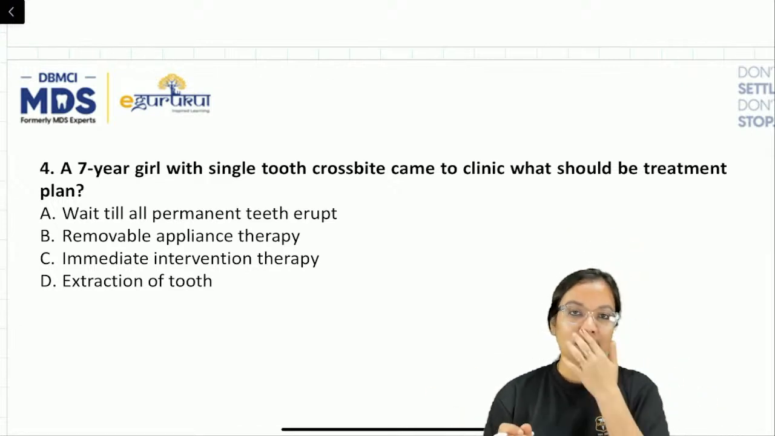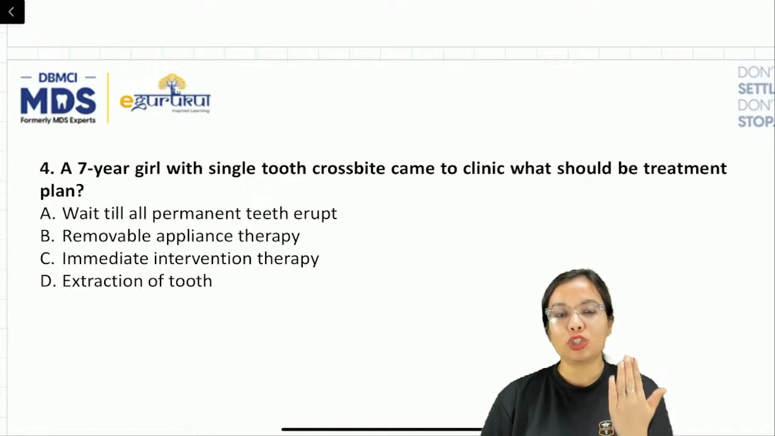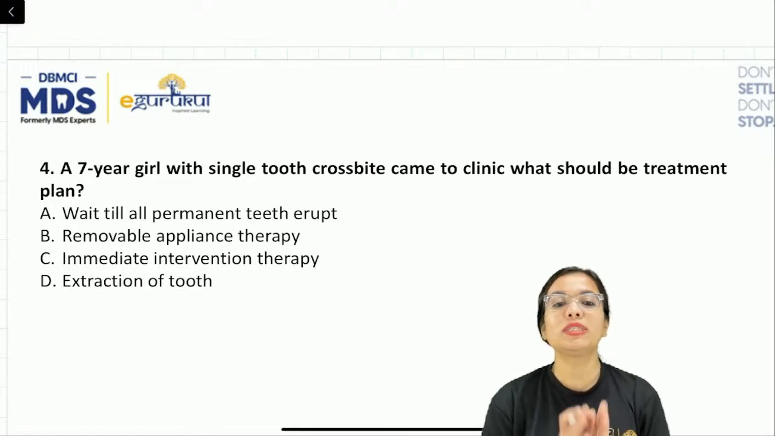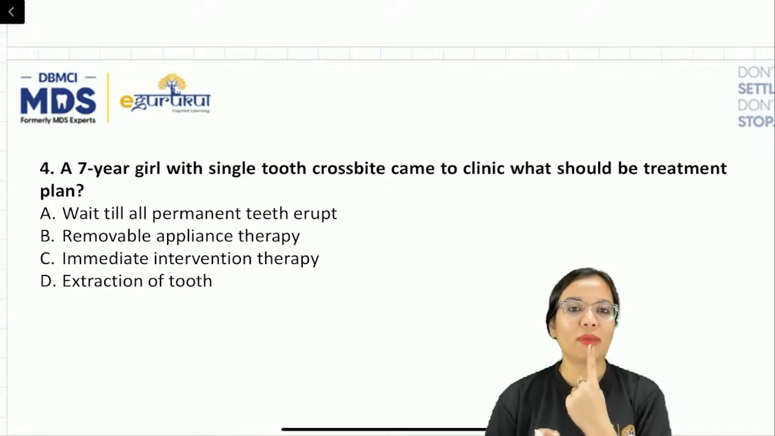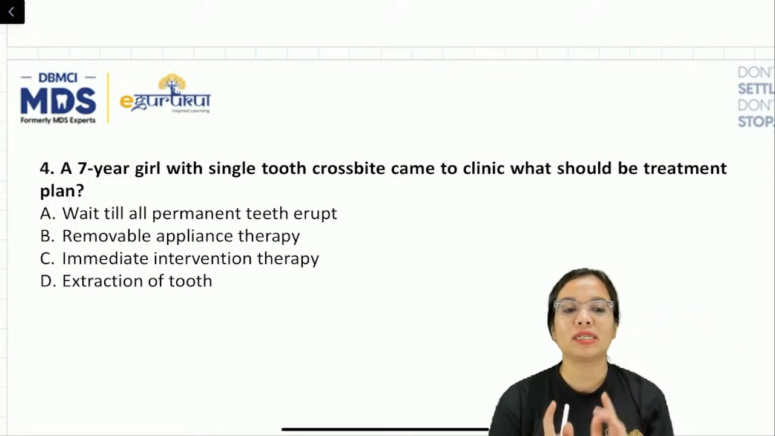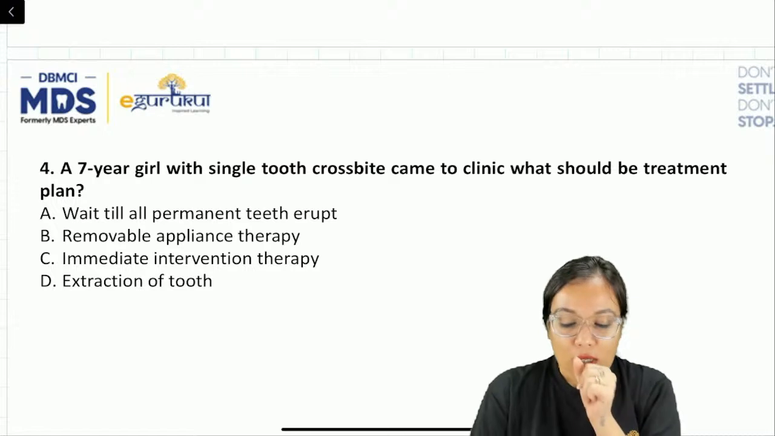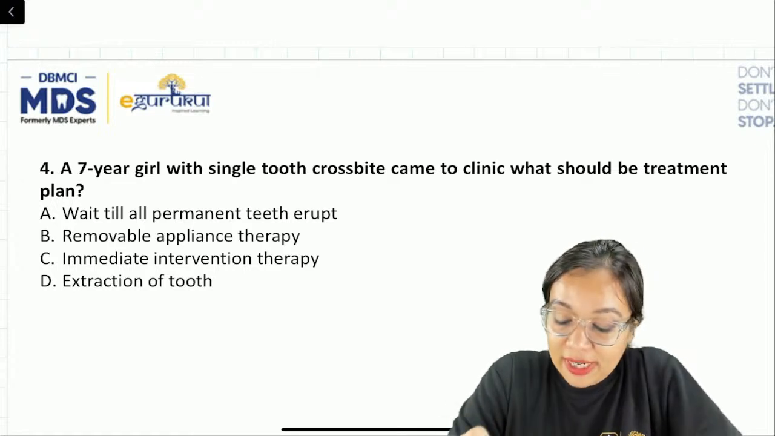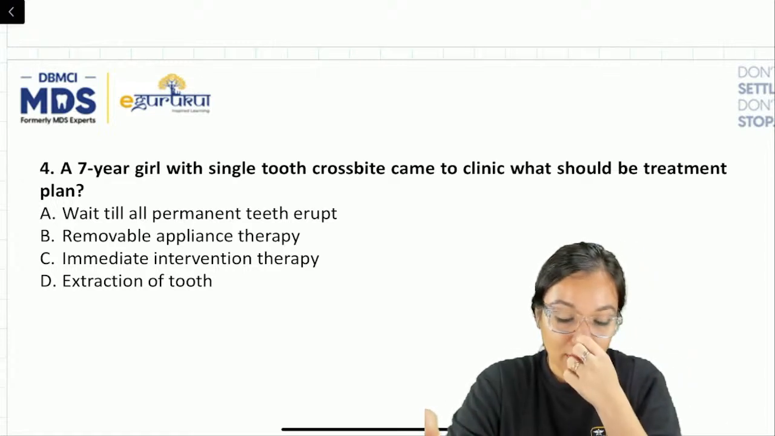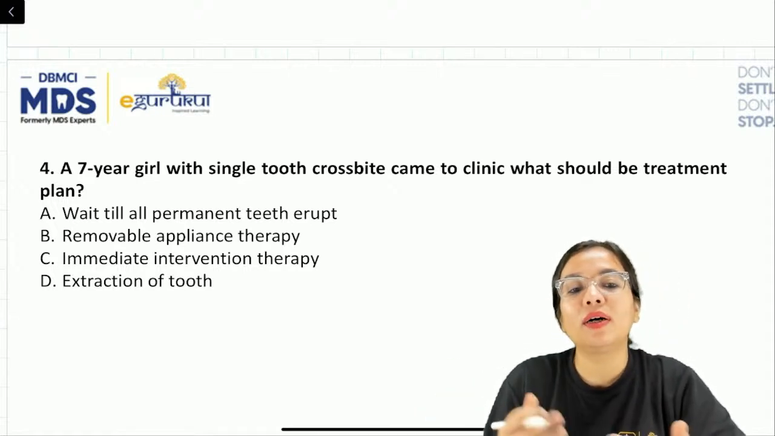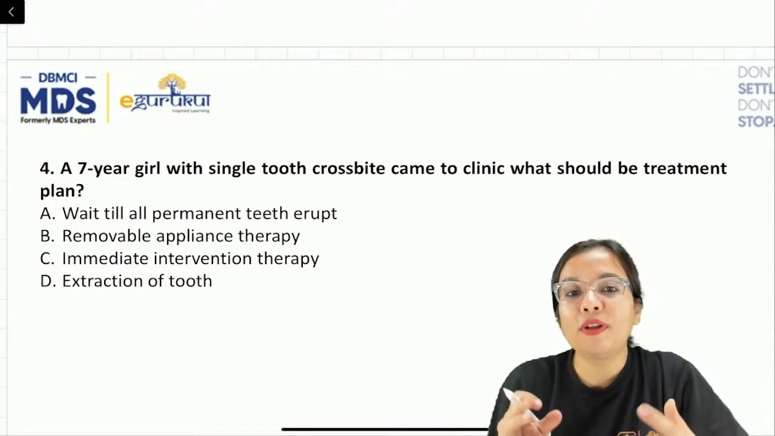So you all know what is a crossbite. Generally your maxillary teeth should be overlapping the mandibular teeth, but if your mandibular teeth are overlapping the maxillary teeth, then it is called a crossbite. So single tooth crossbite means only one maxillary tooth is present inside and the mandibular tooth is covering it from outside. That is a single crossbite case. So in this, the options given are: wait till all the permanent teeth erupt. You cannot wait till all the permanent teeth are erupting, okay, because you have to do an early action to prevent the developing crossbite.